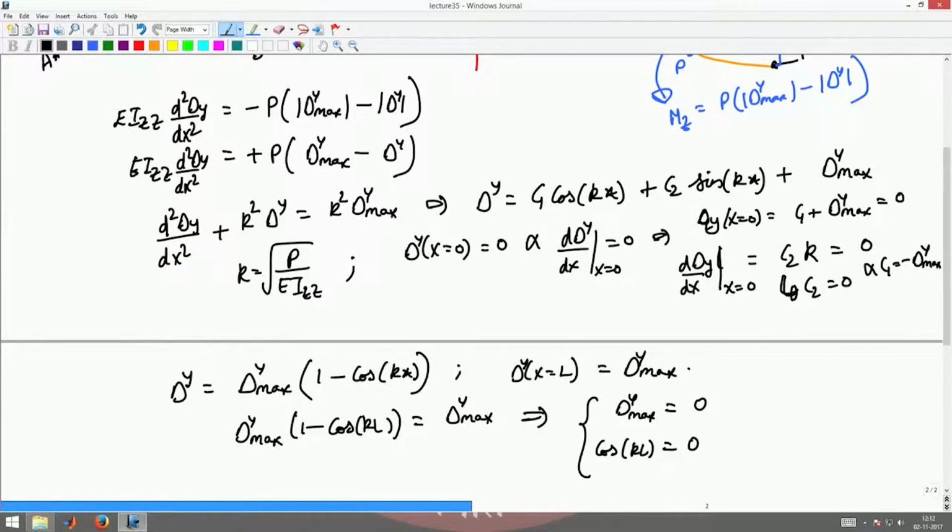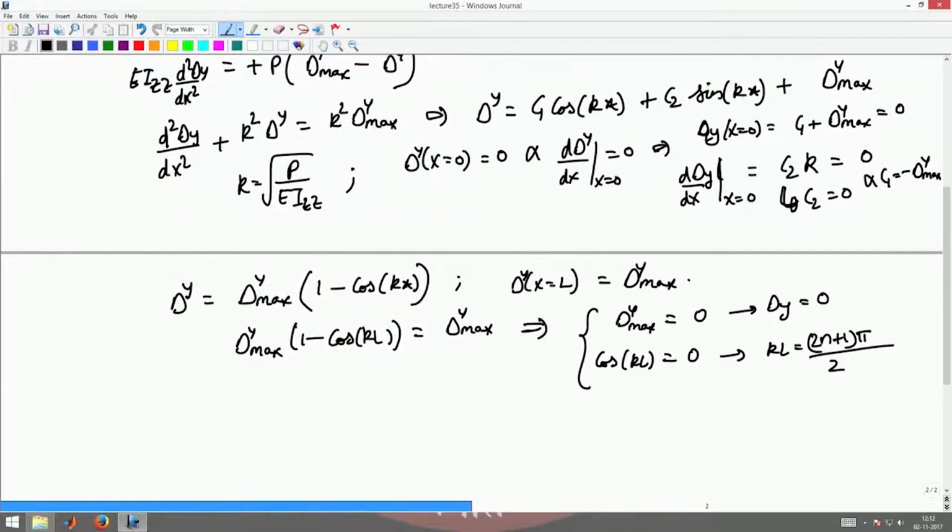Okay. This leads to a trivial solution where delta y is 0, and this requires that KL must be (2n plus 1) pi by 2, where n is 0, 1, 2 and so on.